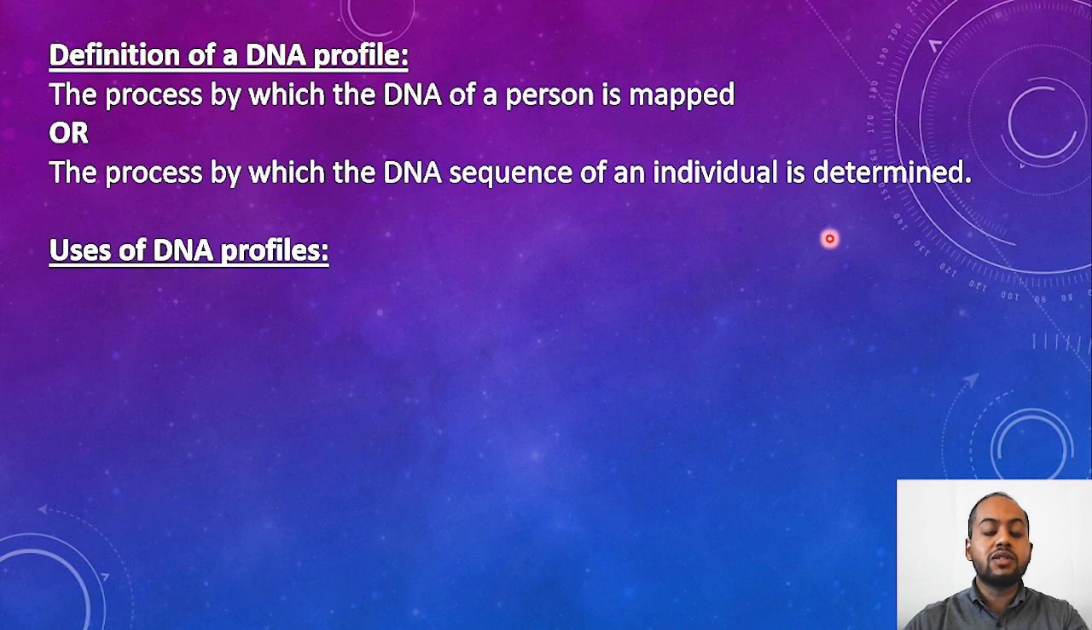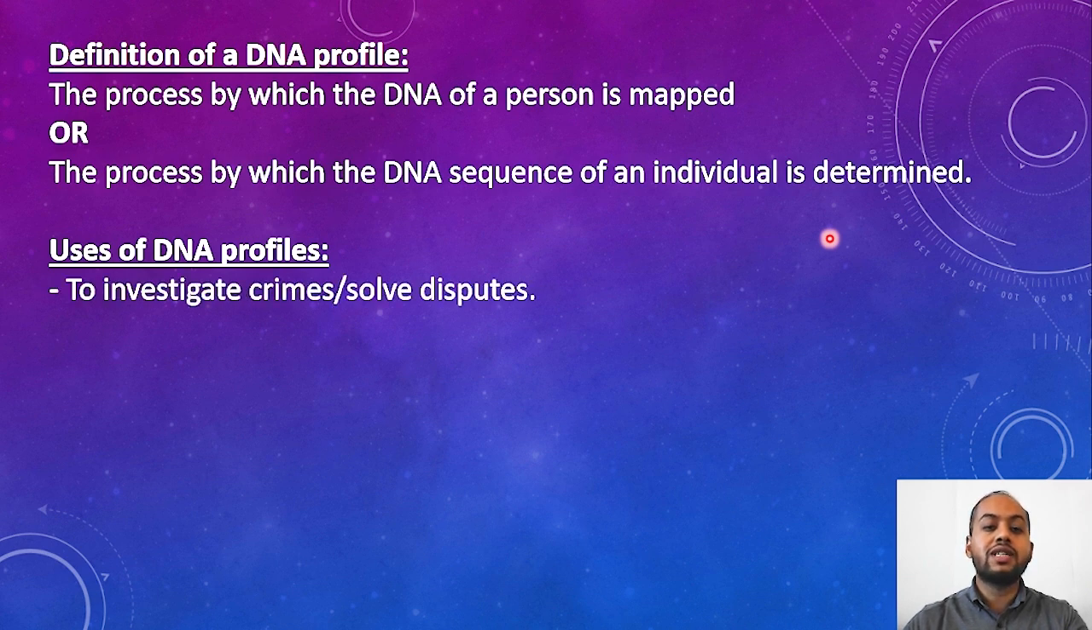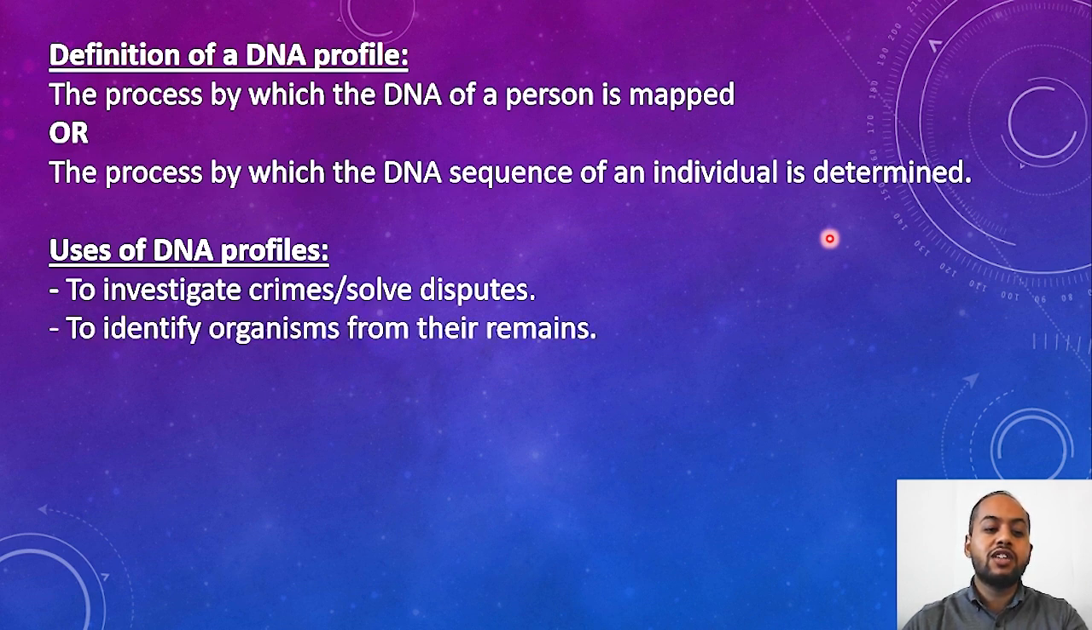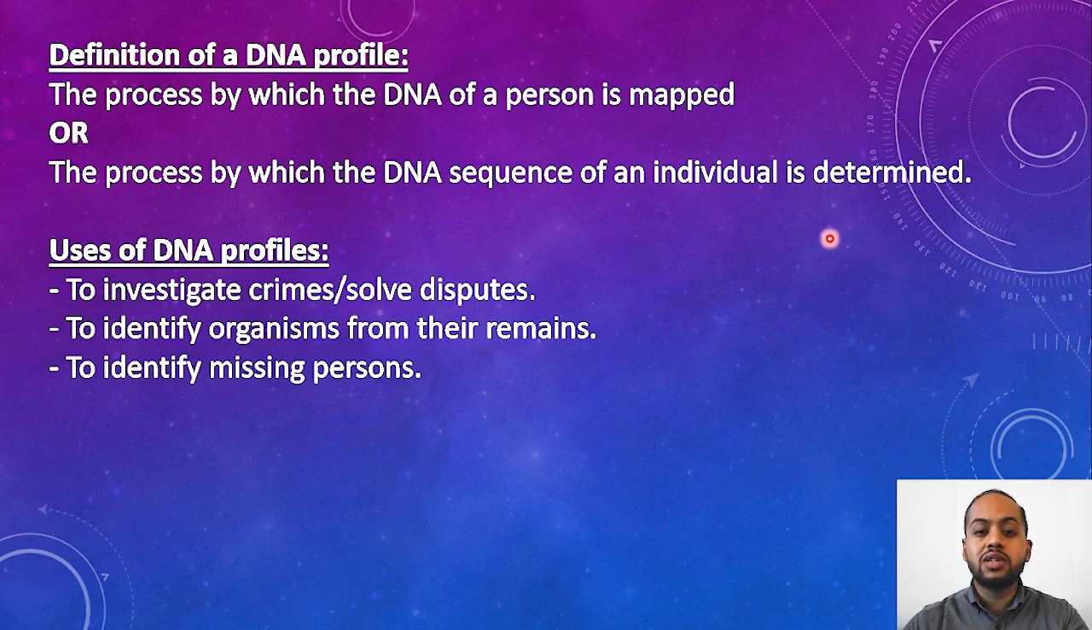So what are some of the reasons as to why we are going to have a DNA profile? What are we going to be using it for? So some of the uses of DNA profiles are as follows. Firstly, to investigate crimes or solve disputes. Secondly, to identify organisms from their remains, that is normally dead remains. Thirdly, to identify missing persons. So if you're trying to identify a missing person, you could possibly use their DNA to help to identify them.